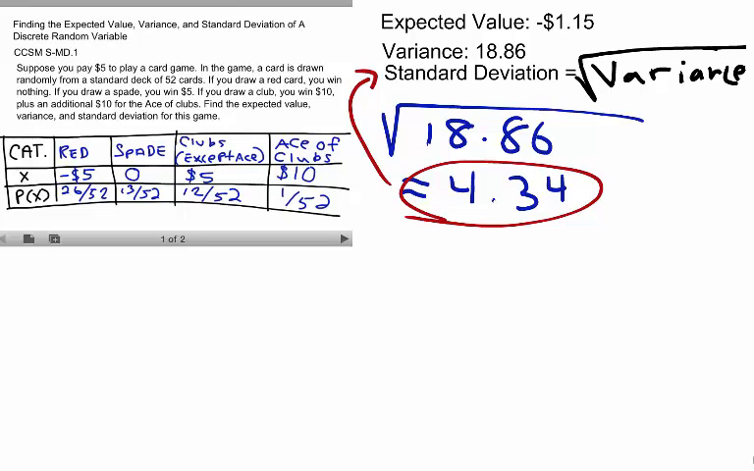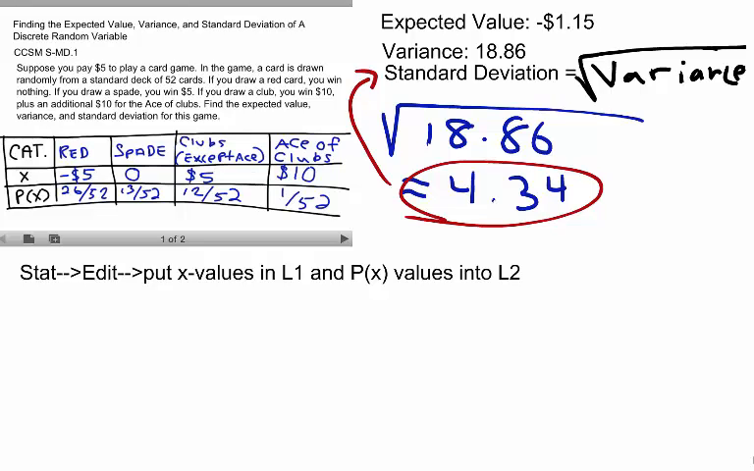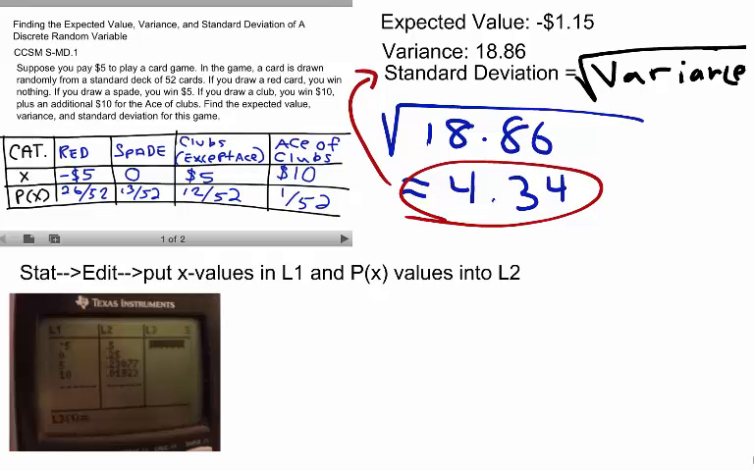Now let's talk about how to find your expected value, variance, and standard deviation on a graphing calculator. You're going to start by pressing the Stat key, then press Edit, which is number 1 on your Stat menu. Put your X values into L1, that's your list 1. Put your P of X values into L2. Your L1 and L2 screens should look like this.